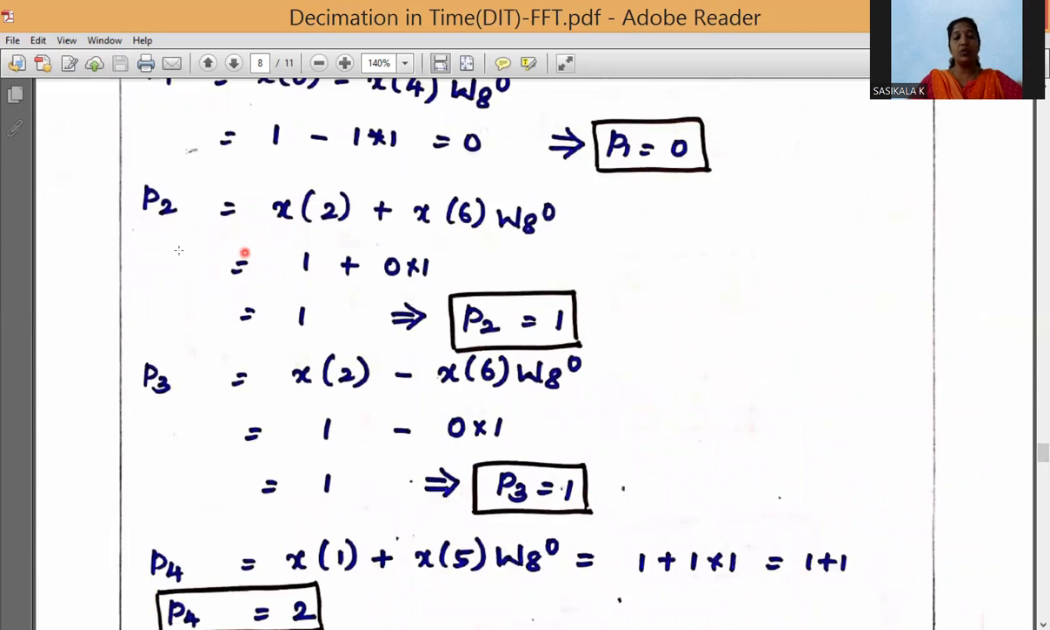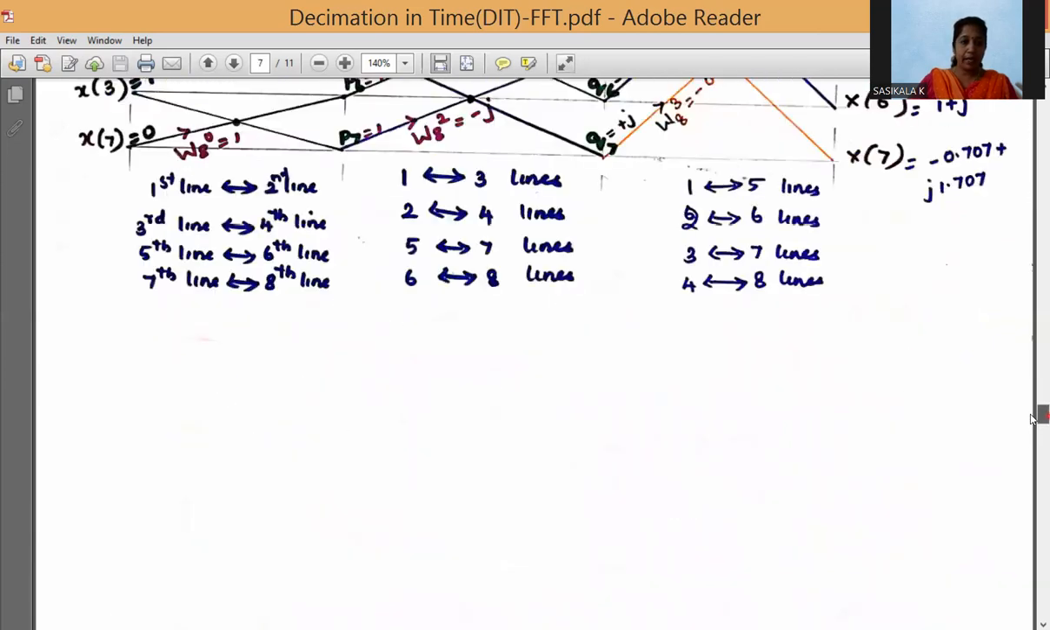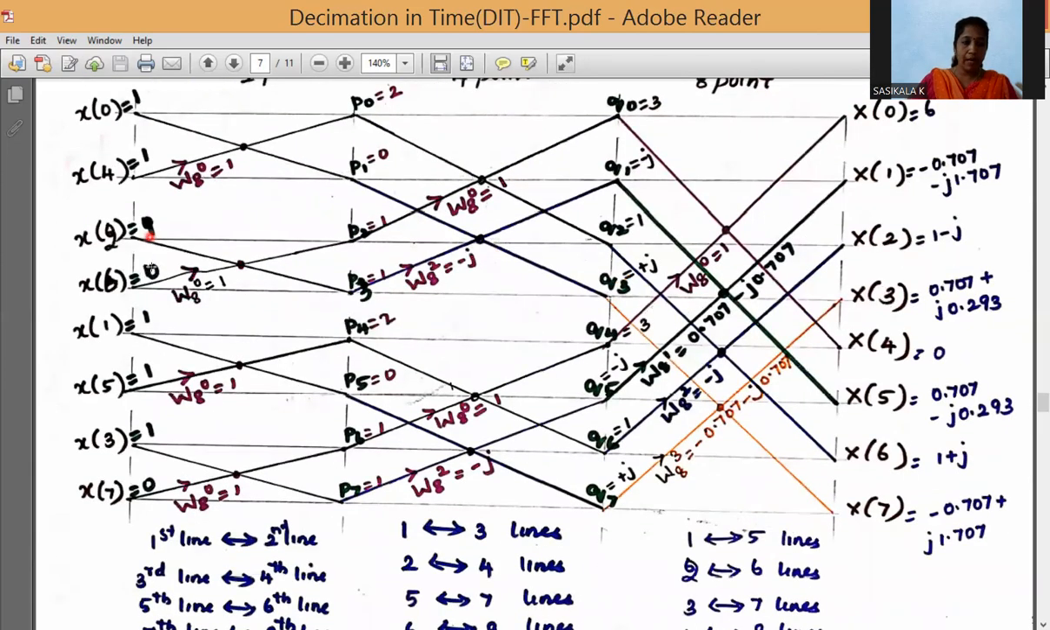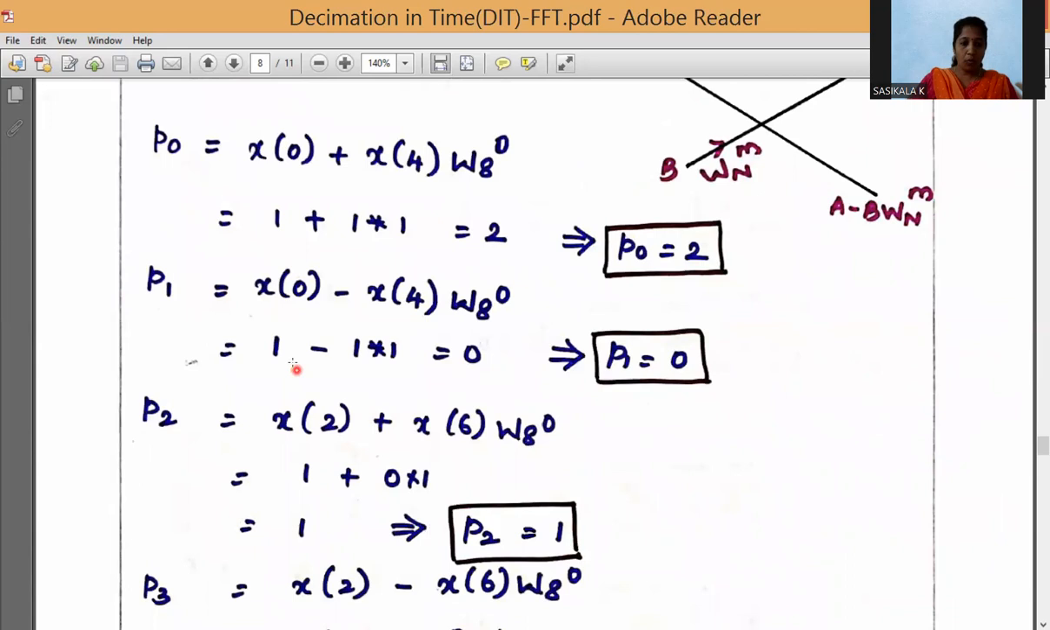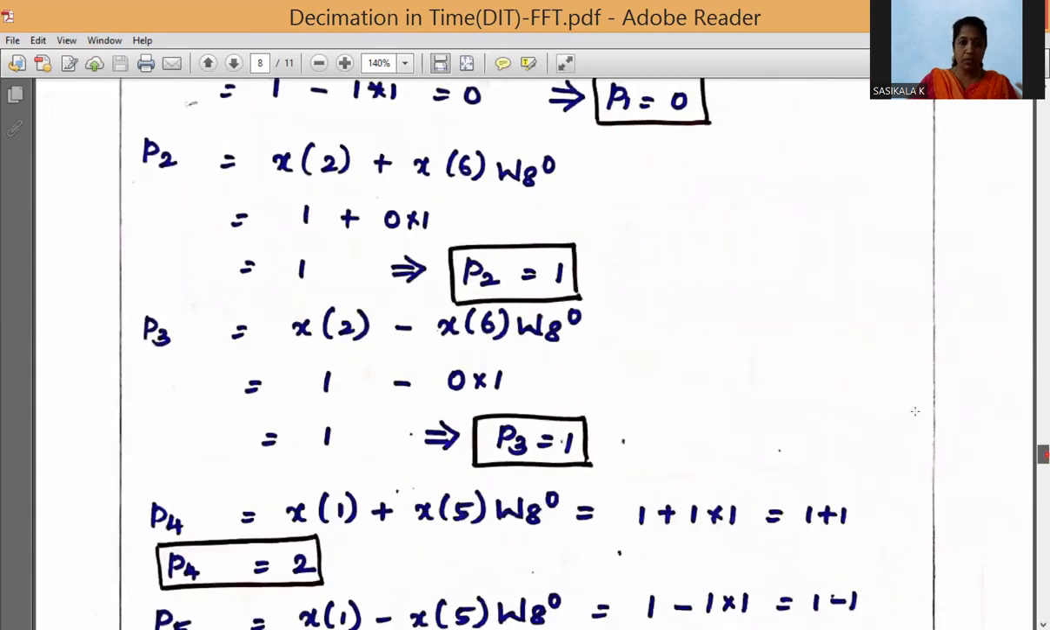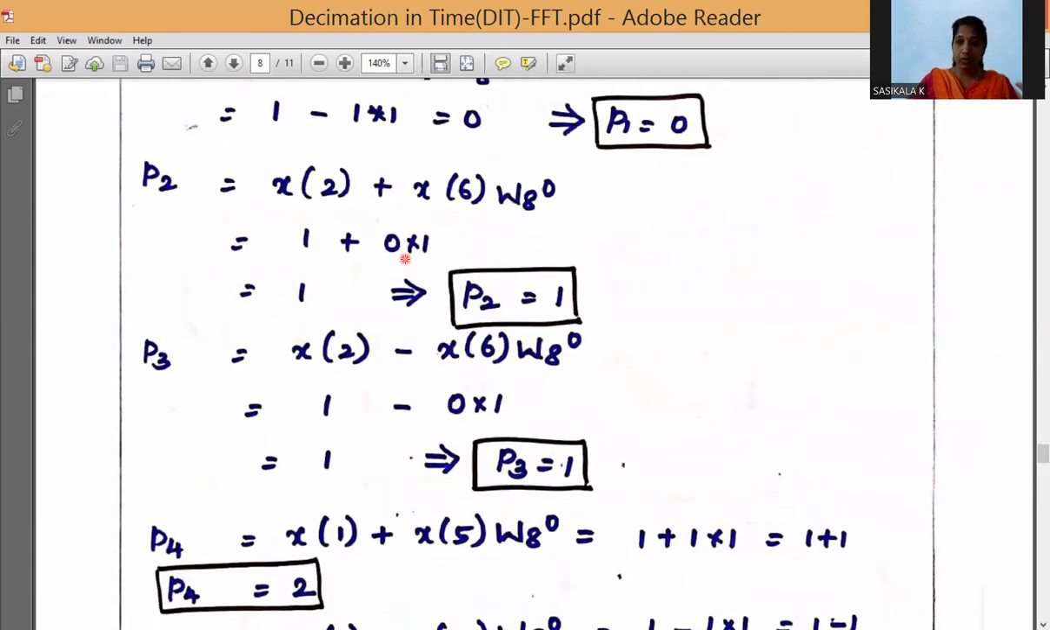So P2 is equal to one input X of 2 and the other input X of 6, so X of 2 plus X of 6 into W8 power 0. X of 2's input is 1 and X of 6 input is 0. So substitute: X of 2 is 1 plus X of 6 equal to 0 into 1. That is 1 plus 0. So P2 is equal to 1.